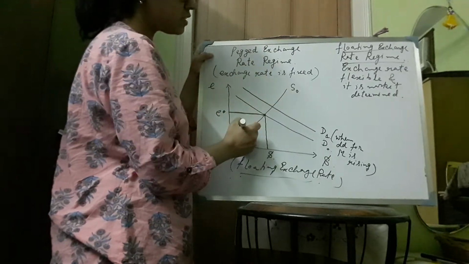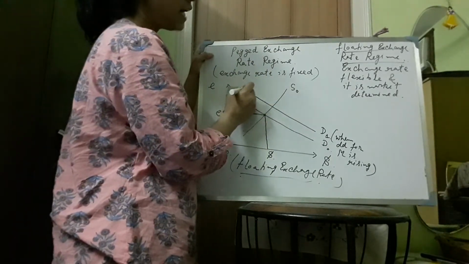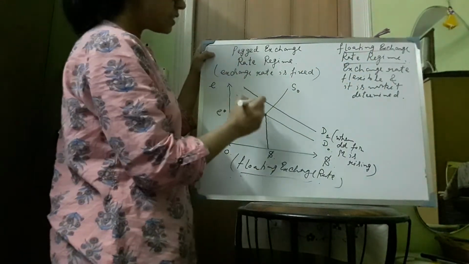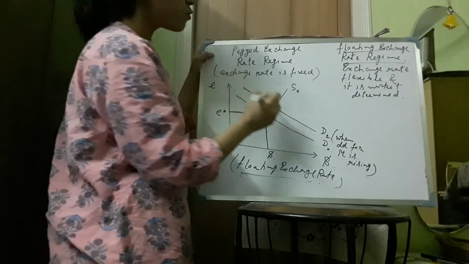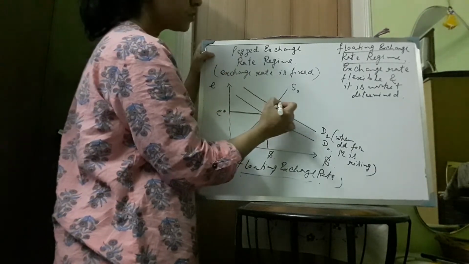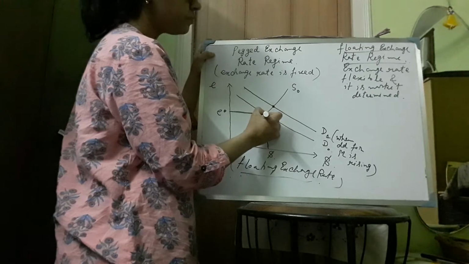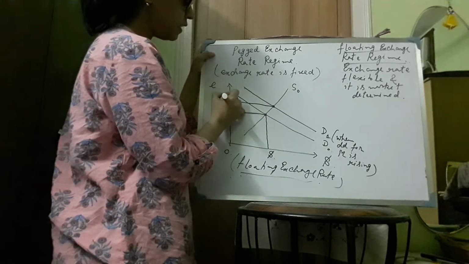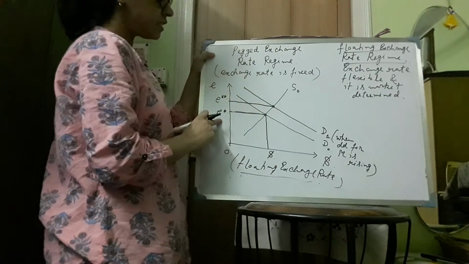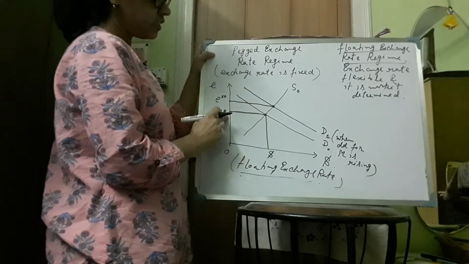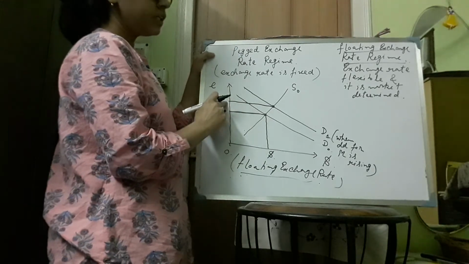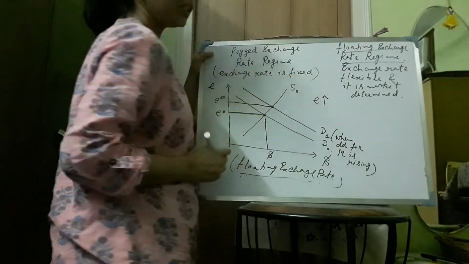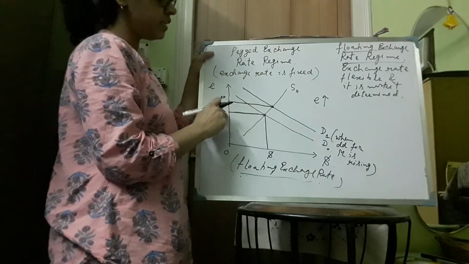Now the supply curve is this S0, the original supply curve, and the new demand curve is D1. Under the floating exchange rate regime, since the exchange rate is determined by market forces, the equilibrium is here. So the equilibrium point shifts from here to here. Then the new equilibrium exchange rate is E double star. So the exchange rate is increased from this E star level to E double star. So E rises here.